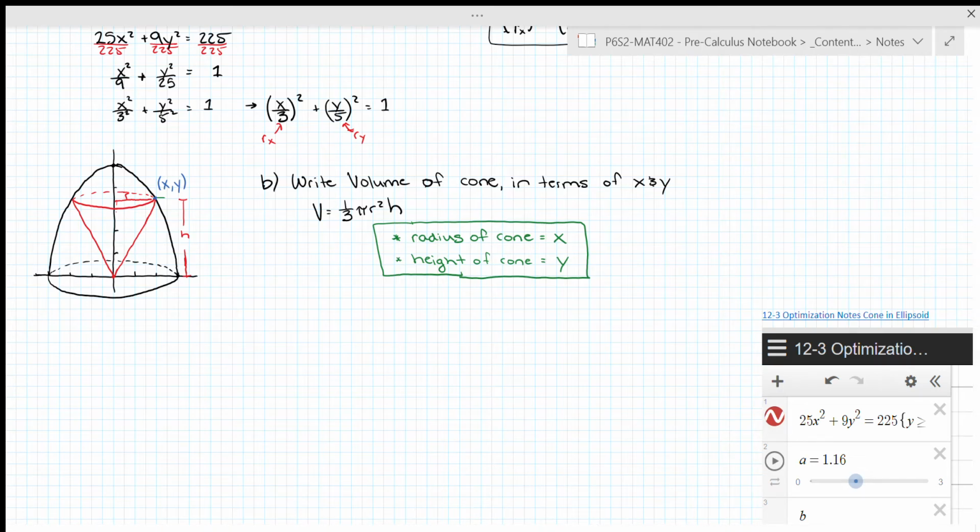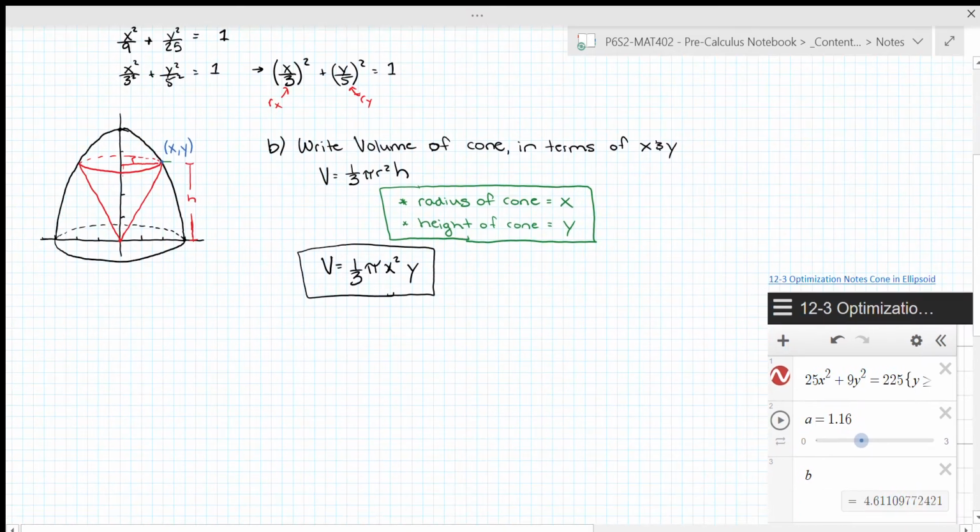But now that I have that, I can put those in. I know my radius is x, my height is y. So let's write the volume then. I'm going to substitute in x for r. So it's 1/3 pi x squared, and my height is y. So there's my intermediate step here. This still doesn't really let me solve for that maximum because my x and y are two separate variables, but I know that they are tied together through that ellipse equation.